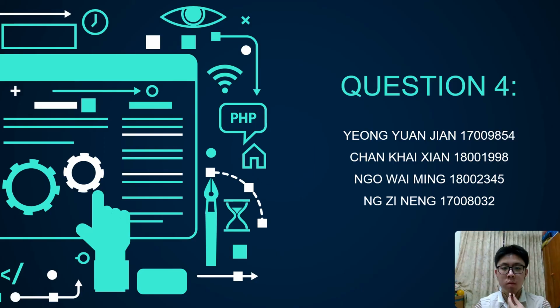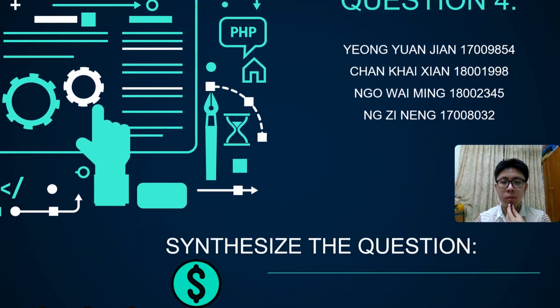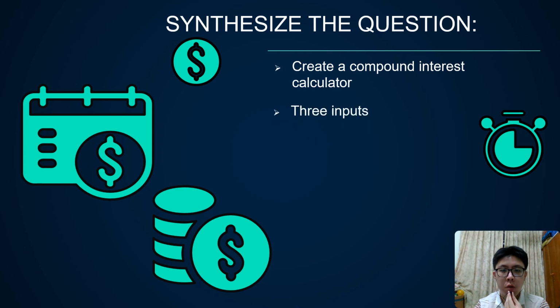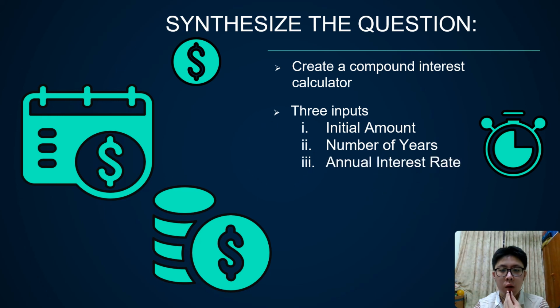Number 4. Hi, I'm Xian and will be presenting question 4. Synthesize the question. From question 4, we can see that we have to create a compound interest calculator, and 3 inputs will be needed. The first one is the initial amount, the second one is the number of years, and the last one is the annual interest rate. There will be only one output needed, which is the final amount.